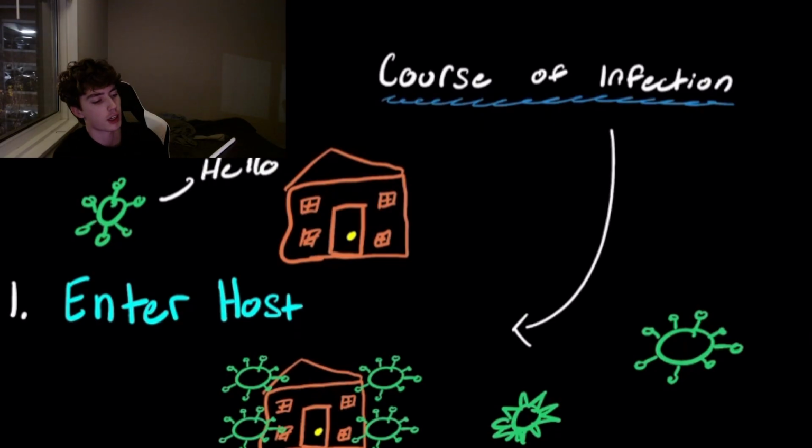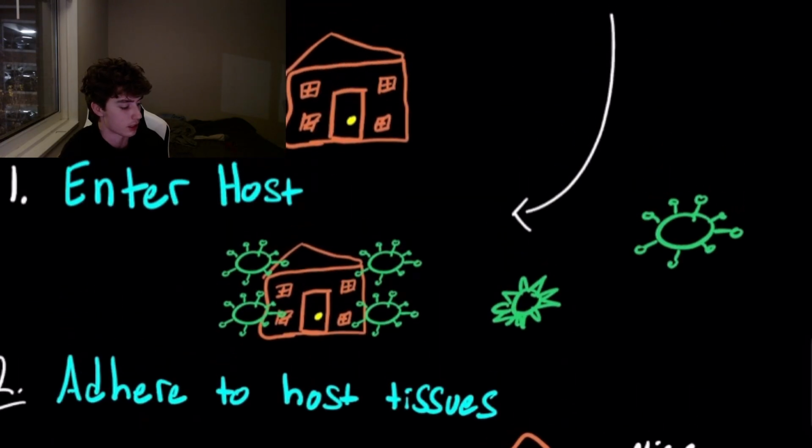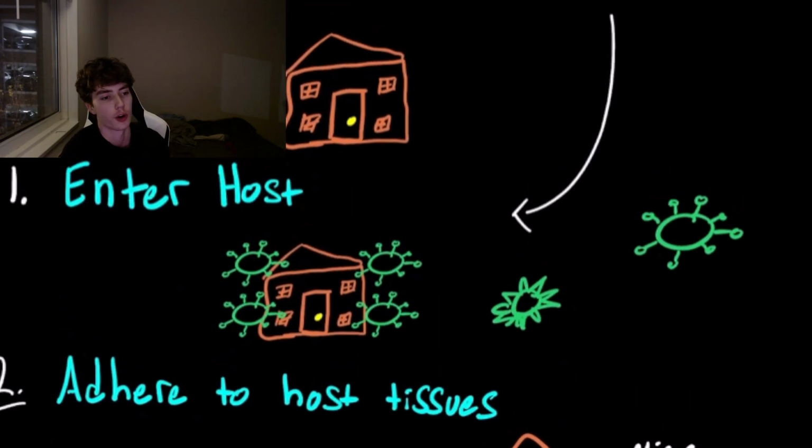Alright, so today I'm going to be talking about the course of infection that a pathogen takes all the way from the point of contact up until it exits the host. So the first step of an infection, I suppose, is that it must enter the host. The pathogen will enter the host via open wounds, any of those portals of entry. So that could be your respiratory system, your GI tract, or your urogenital tract.